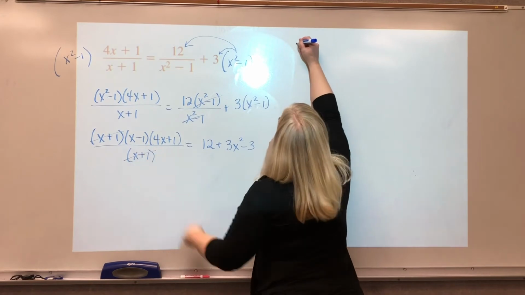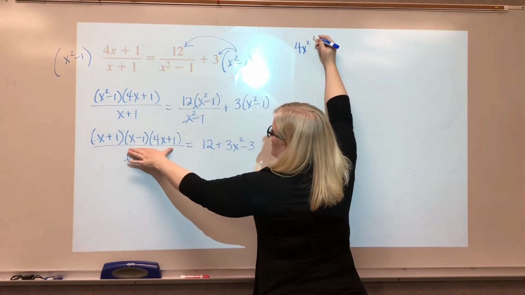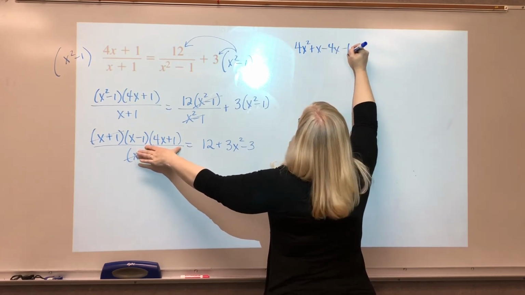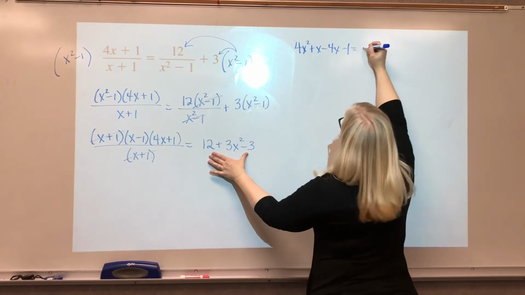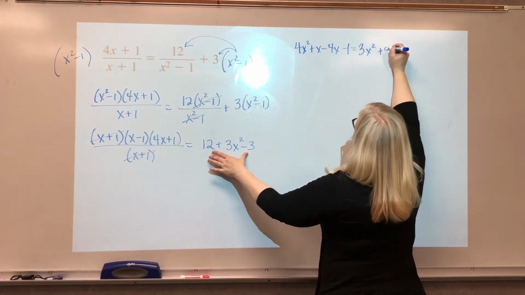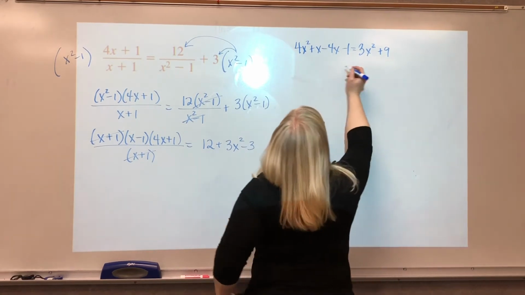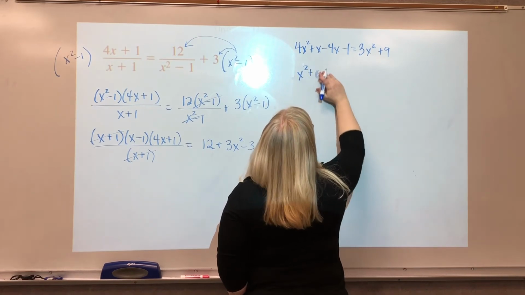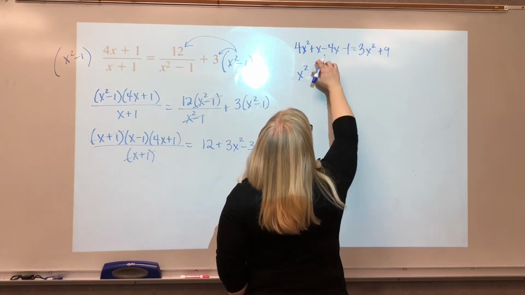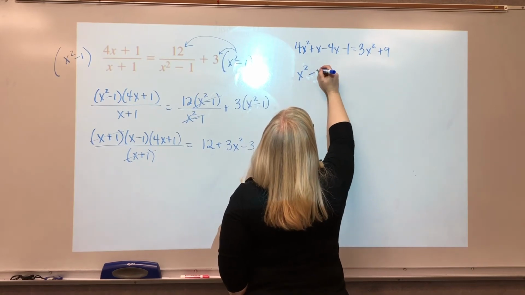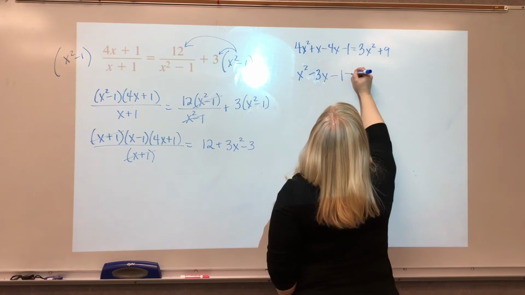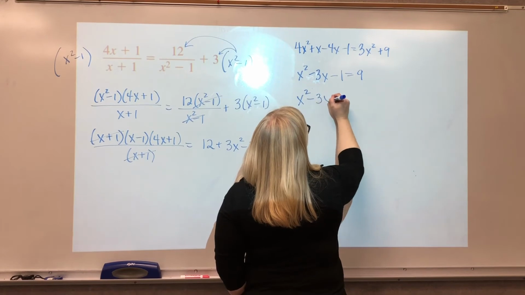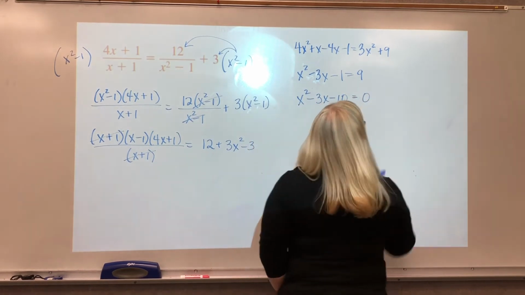So this FOILed is 4x squared plus x minus 4x minus 1 equals, I'm going to combine like terms here, 3x squared plus 9. Now I'm going to move everything over. So if I subtract 3x squared from both sides, I get x squared, and this I can reduce, so this is minus 3x minus 1 equals 9. And now I can subtract 9 from both sides. I get x squared minus 3x minus 10 equals 0.